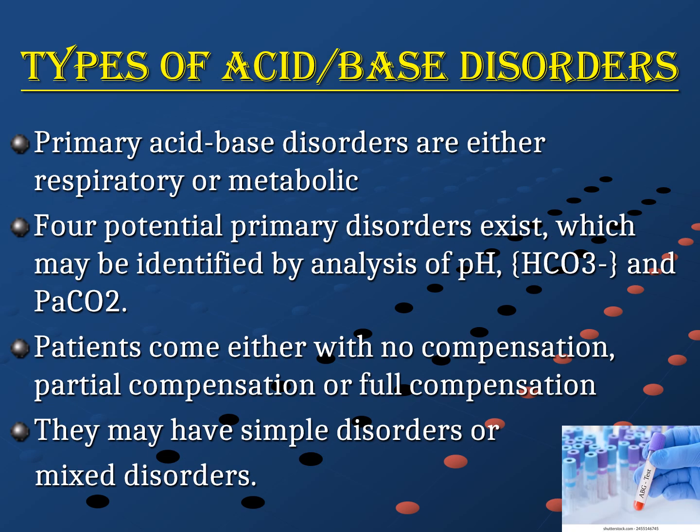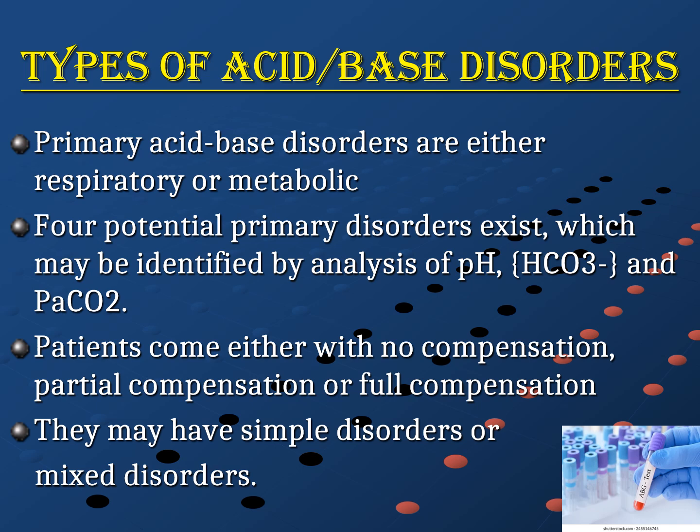Types of acid-base disorders. Primary acid-base disorders are either respiratory or metabolic. 4 potential primary disorders exist, which may be identified by analysis of pH, HCO3, and PaCO2. Patients come either with no compensation, partial compensation or full compensation. They may have simple disorders or mixed disorders. These disorders can be uncompensated, no correction of the imbalance. Partially compensated, some correction, but not complete. Fully compensated, complete correction of the imbalance.